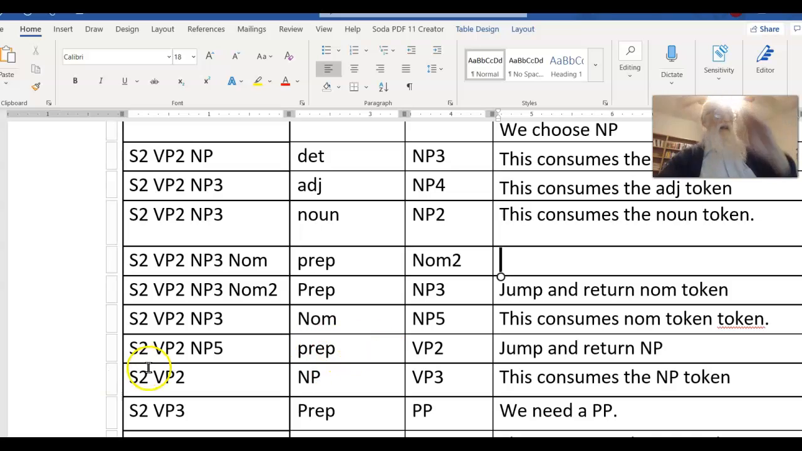And NP5 with a preposition says, well, there's no preposition coming out of NP5. So what I'm going to have to do is say, I need a VP2. I need the NP. I'm finished with the NP. So now I go to VP2 and return NP. And this takes me to my next state.